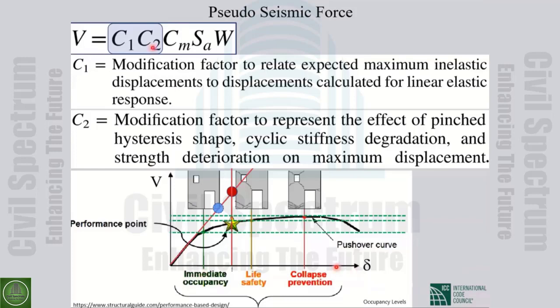C1 and C2 are used to increase the value that comes from the spectrum of the earthquake, so that when we apply the increased load to the building, its displacement is a good estimation of reality. But for forces, we distort the forces. We change the forces.